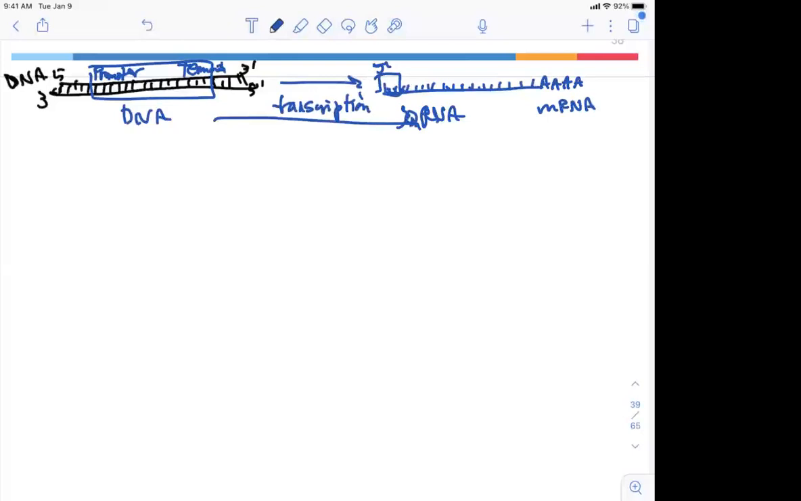And in here you have a bunch of the information that was just copied from that template strand of DNA in RNA form, right? So you're going to have U's and G's, and somewhere along here you're going to have an AUG, which is your start codon. But right now we're still in mRNA. We're still in the nucleus.